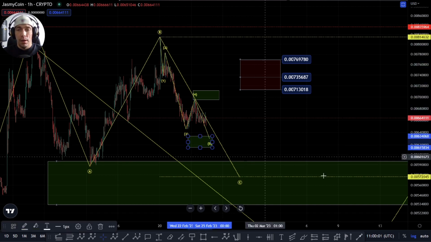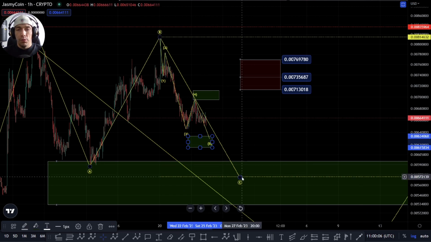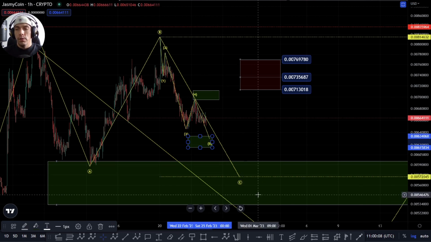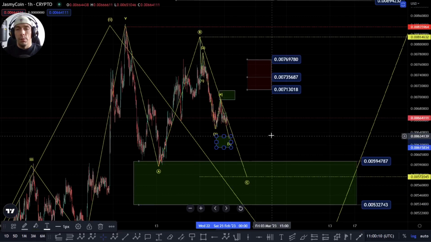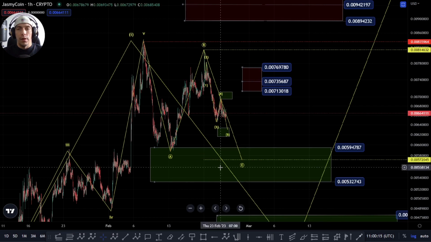This would be the primary expectation, would be the 6340 to the 6158. If we do push down lower here, then this 5720 would be the next area I'm looking at. And that would be actually coming back into this zone here.